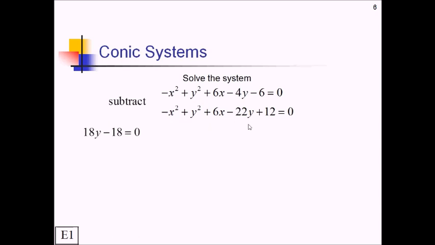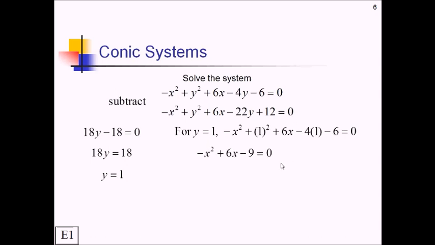So we end up with 1 for y. Now we have to go and plug that back in. And it doesn't really matter which equation we use. So let's go ahead and do the first one here. So plugging in 1 for y, we got negative x squared plus 1 squared plus 6x minus 4 times 1 minus 6 equals 0. Collecting all the terms here, that's negative x squared plus 6x, and then we've got 1 minus 4 minus 6, so negative 9.